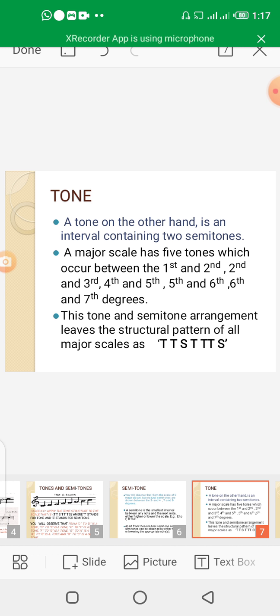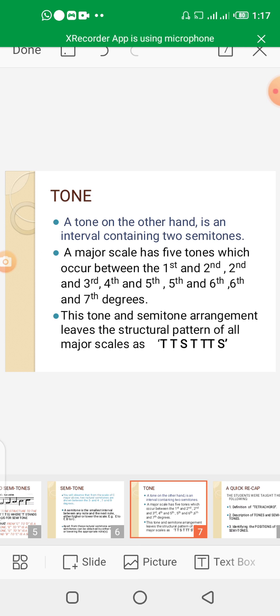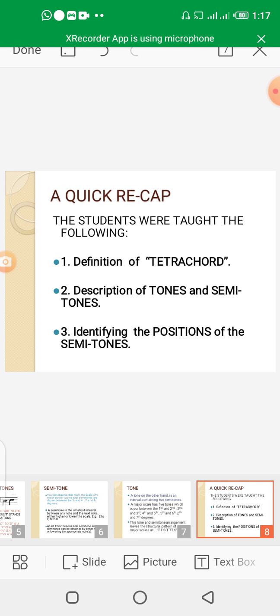Now this arrangement of tones and semitones leaves the structural pattern of all major scales as tone, tone, semitone, tone, tone, tone, semitone. So if you see any scale, you know it's going to be built in this structural pattern.